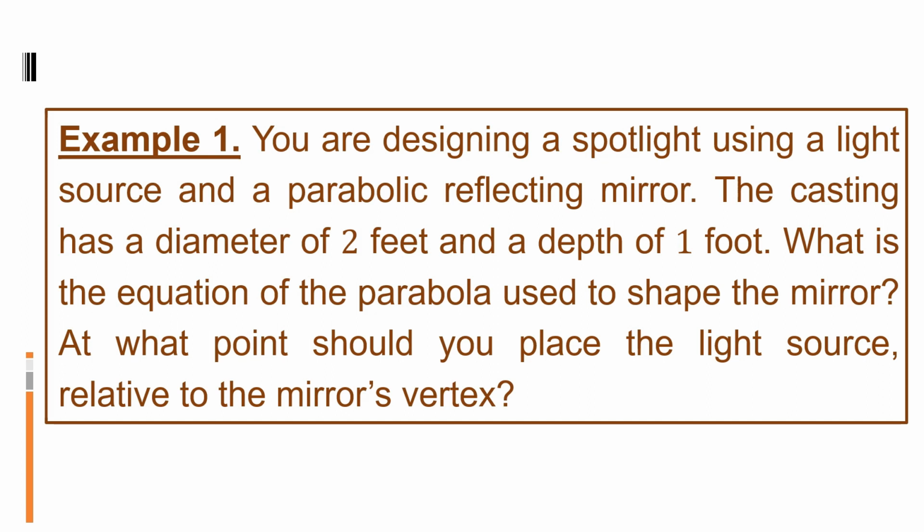So you are designing a spotlight using a light source and a parabolic reflecting mirror. The casting has a diameter of 2 feet and a depth of 1 foot. What is the equation of the parabola used to shape the mirror, and at what point should you place the light source relative to the mirror's vertex?